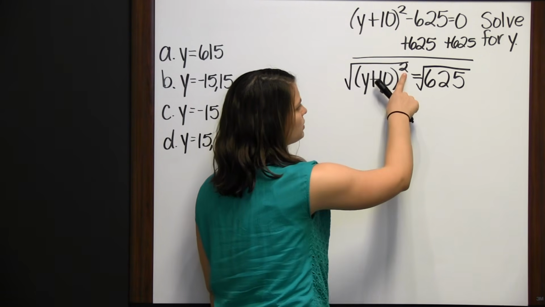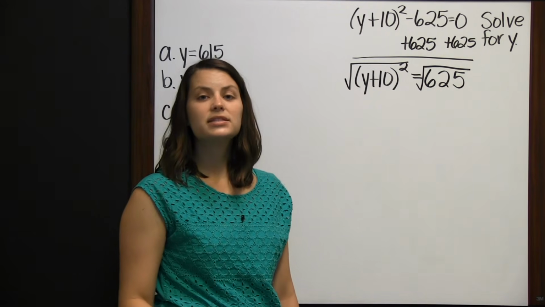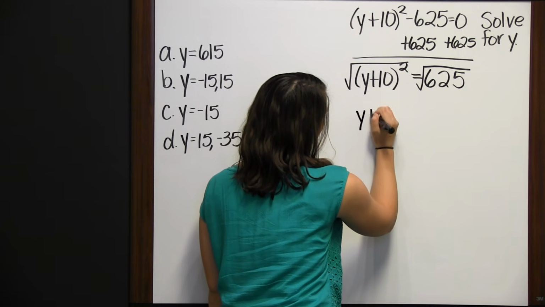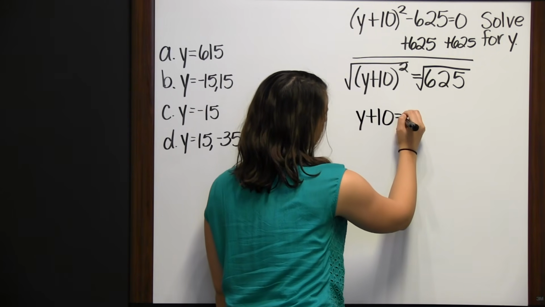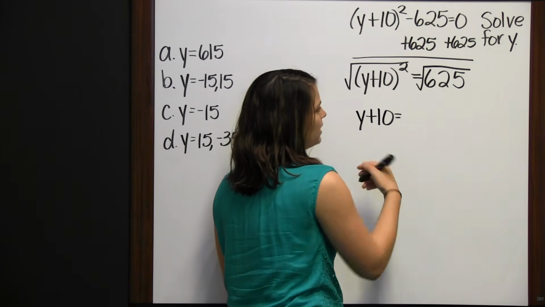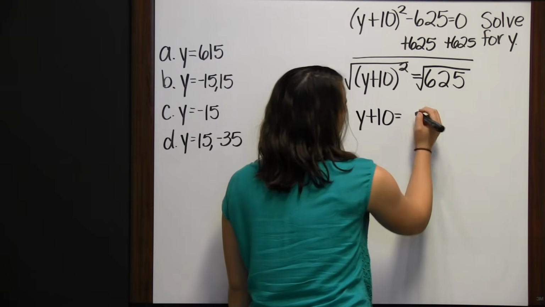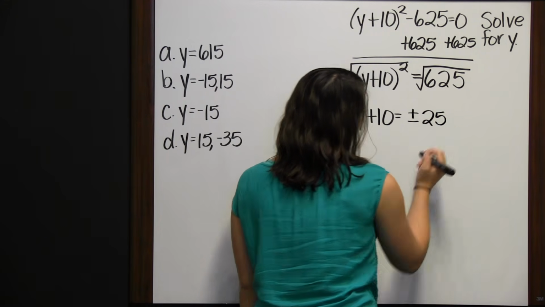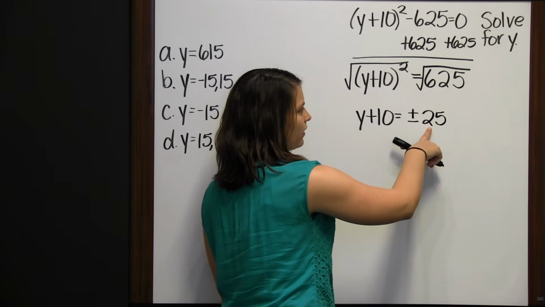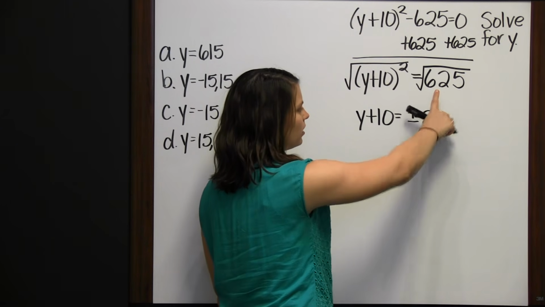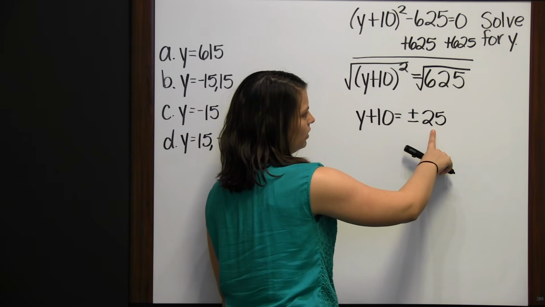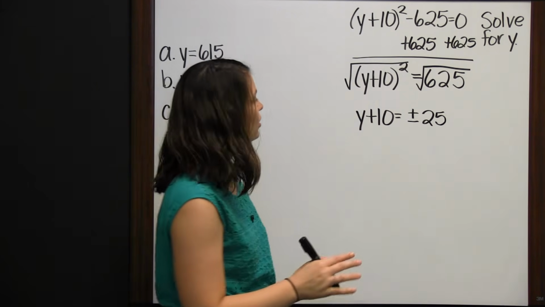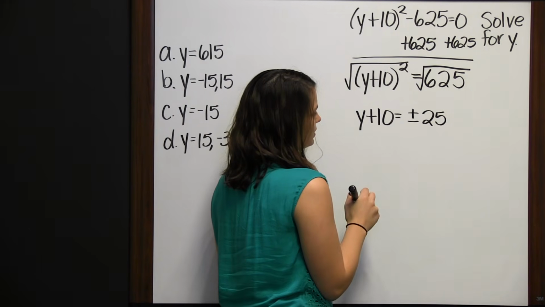And the square root and the square undo each other. They're the exact opposites of each other. So they cancel each other out, and we're just left with y plus 10 equals, and when I take the square root of 625, I get plus or minus 25. That's because a positive 25 squared would give me 625, but also a negative 25 squared would give me 625. So we really have two answers there, so we write it with a plus or minus.